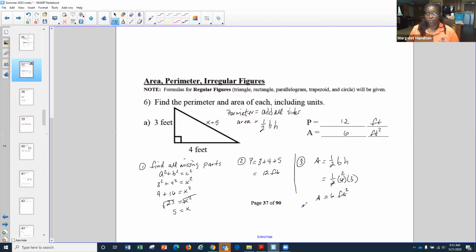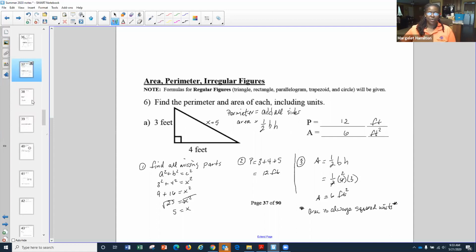So remember, area is always squared units. Okay, always squared units. All right, wasn't too bad, right?